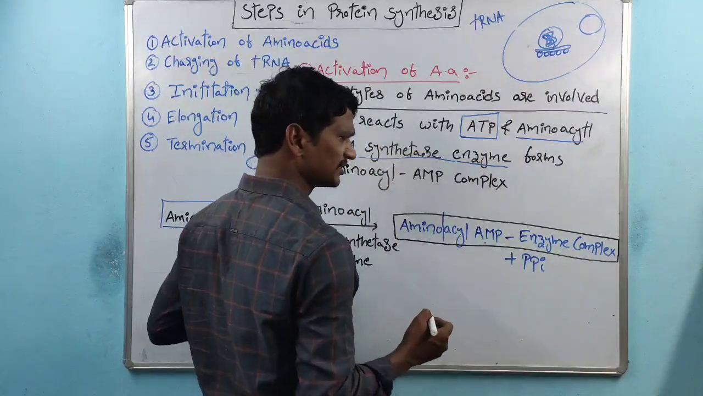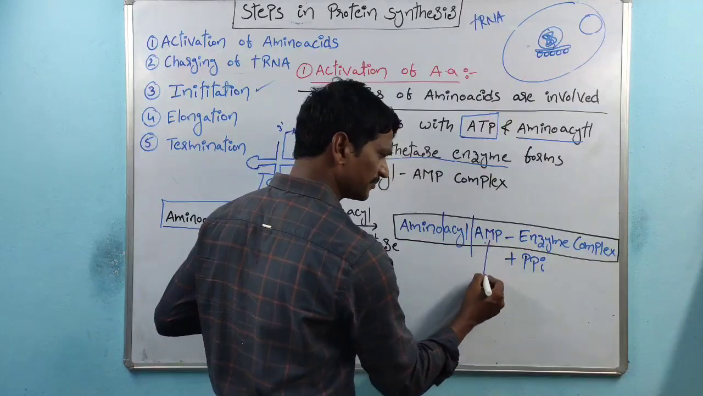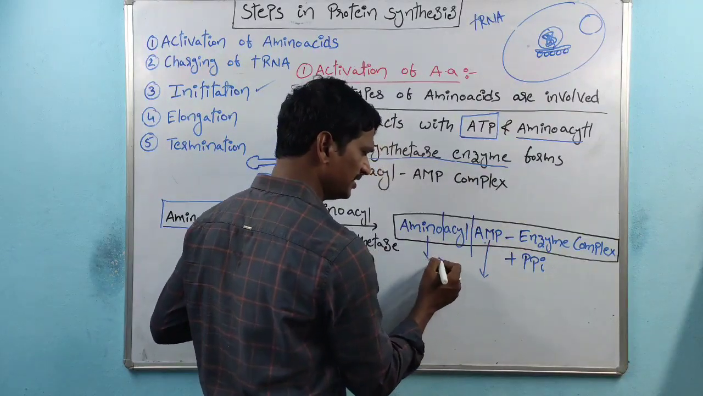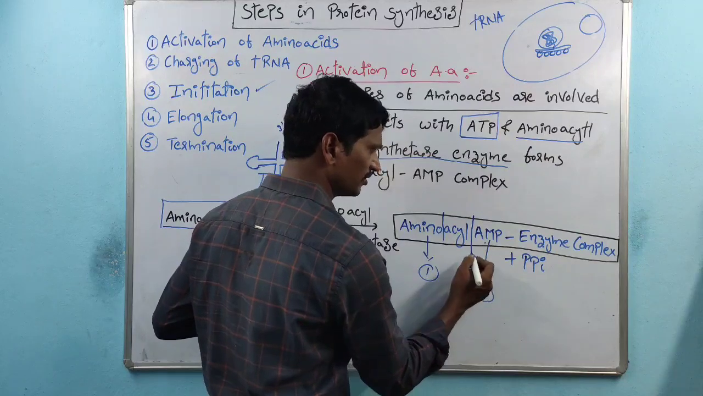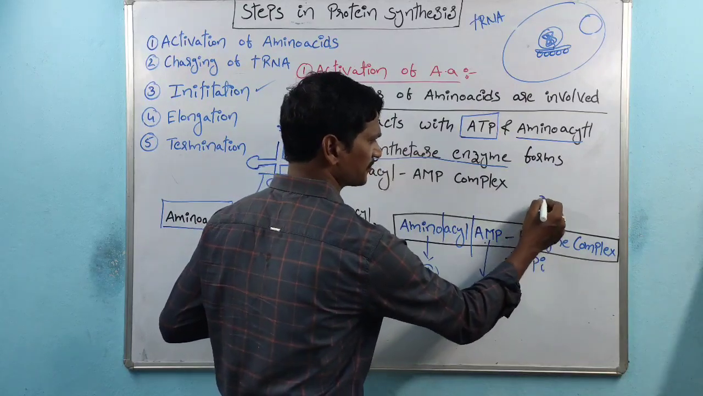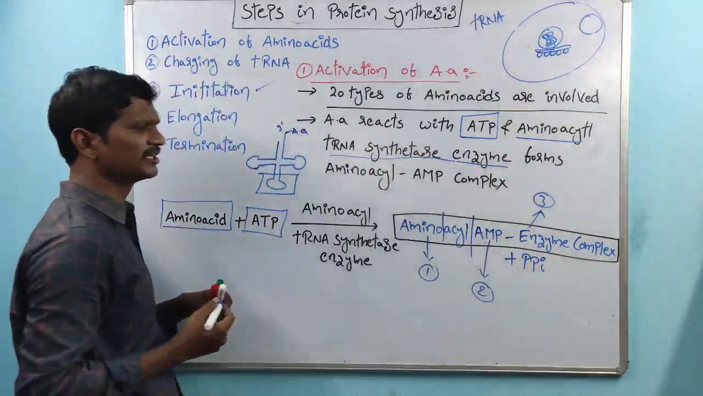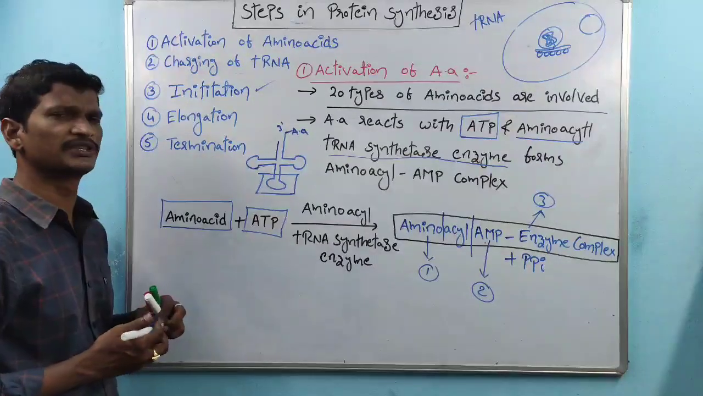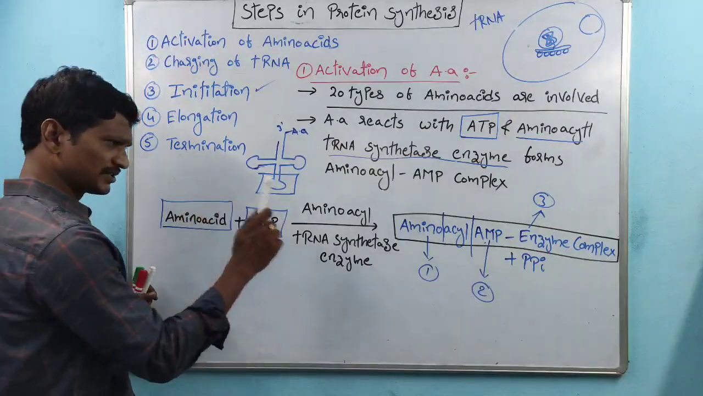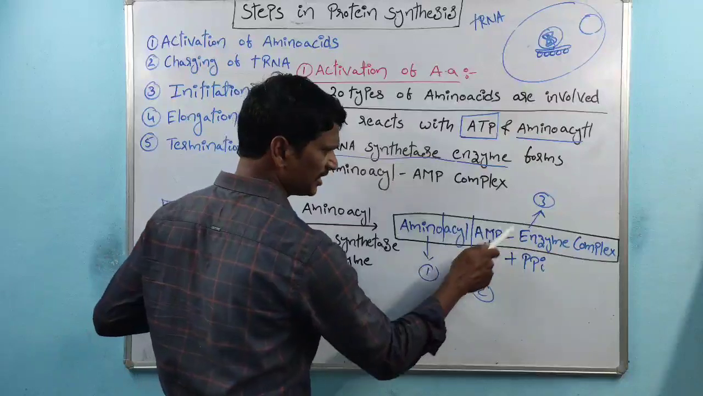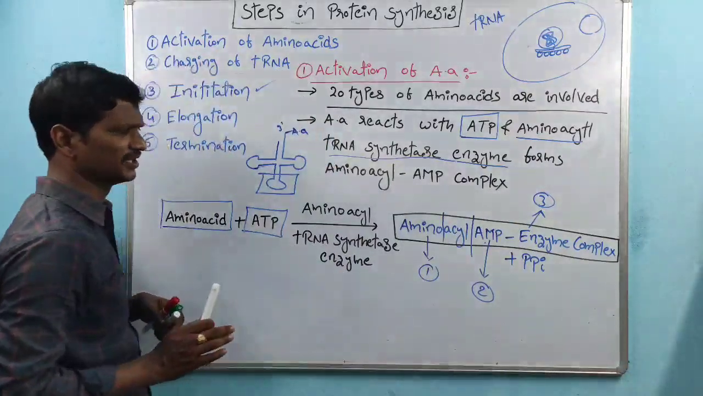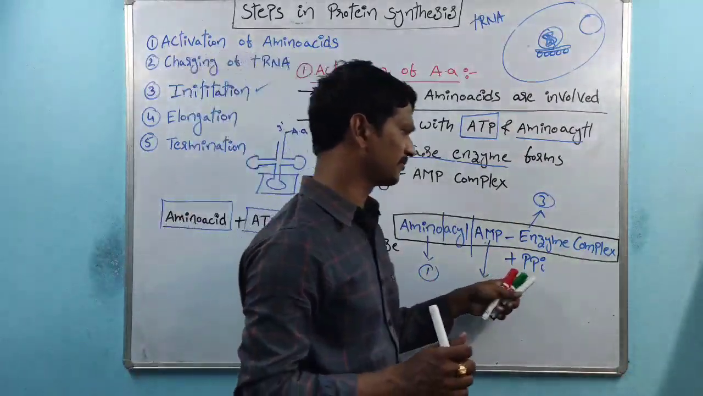One is the amino acid, the next one is the AMP, and the next one is the enzyme. Totally 3 components are present within that complex: amino acid, AMP and enzyme. And pyrophosphate is liberated.